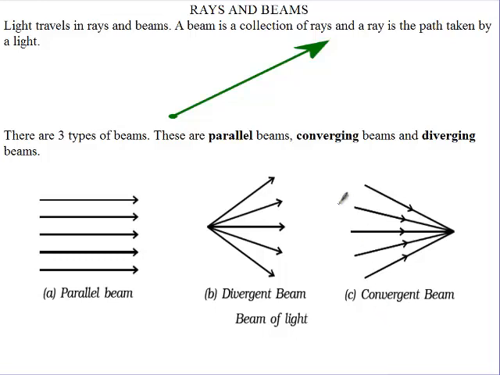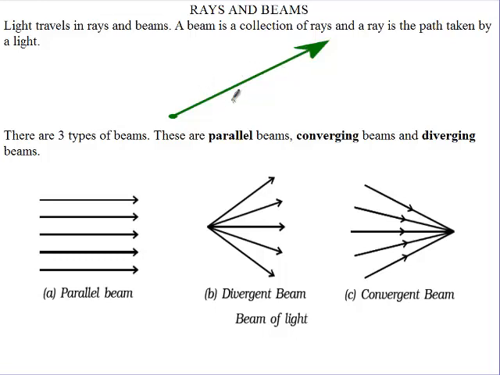We see things when they reflect light and then the light enters our eyes. The path traveled by light is what we call a ray. A ray is the path taken by light. So when rays enter our eyes, the object from which the rays were coming is going to be seen.